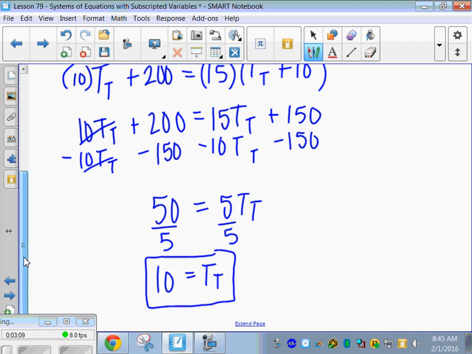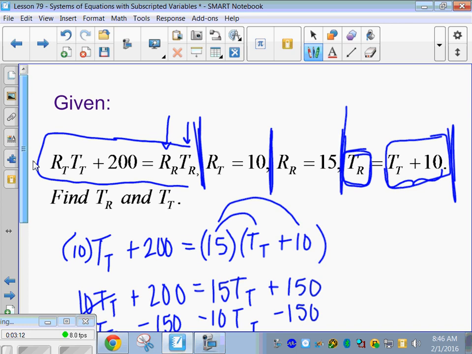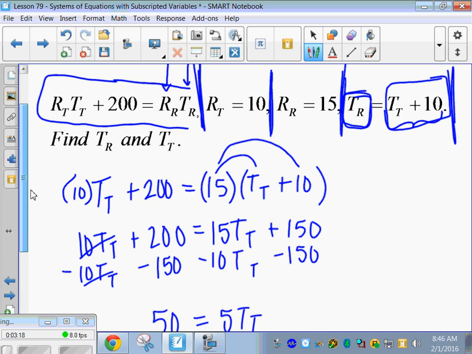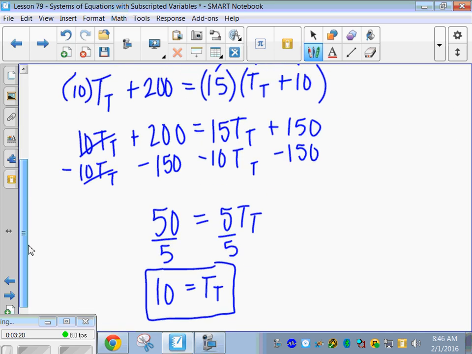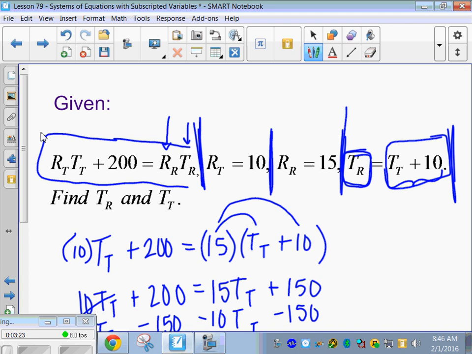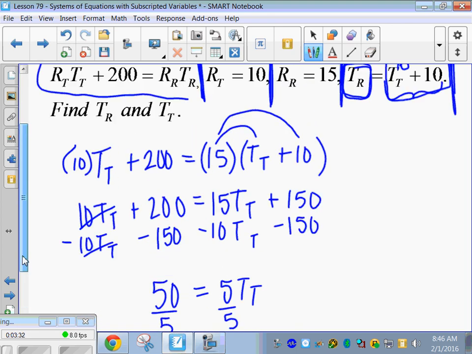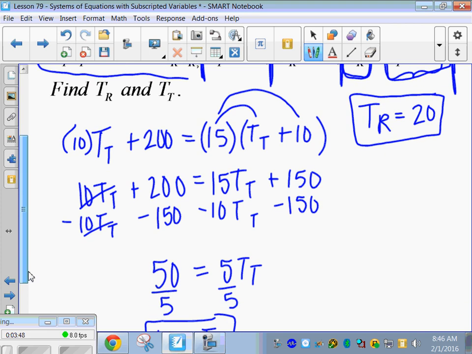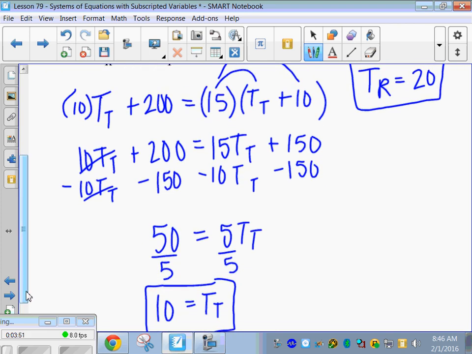But this problem asked us to find TT and TR, right? So does anyone see where, raise your hand if you see where I could plug in. I know that TT is 10. How could I find TR? Caleb, what do you think? Yeah, right here. What happens when I substitute in TT is 10? What do we get for TR? 20. All right, so TR is 10 plus 10, which is 20. And we found both variables. So always go back and read. Make sure you find the one or the two variables that you need to find, okay?